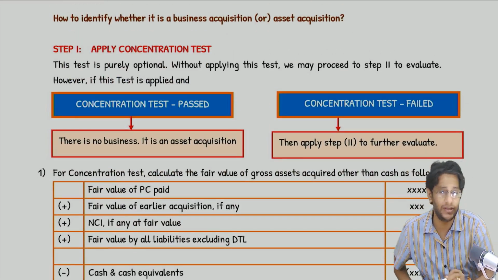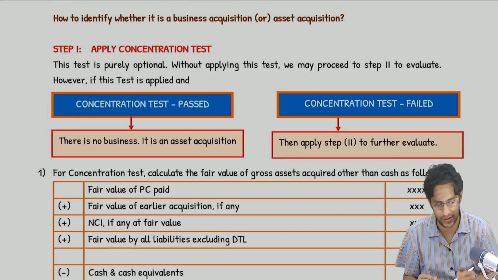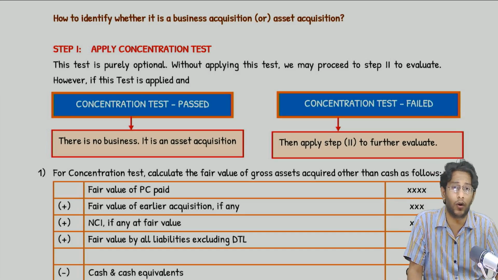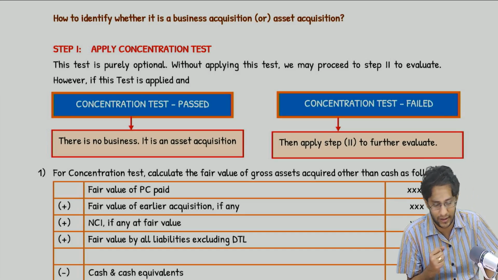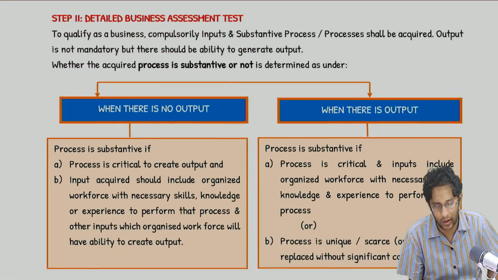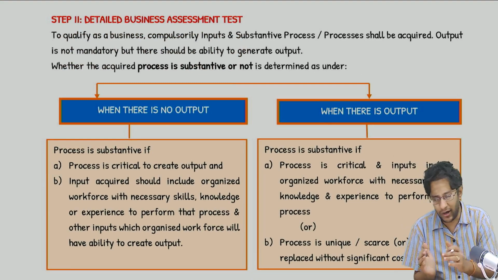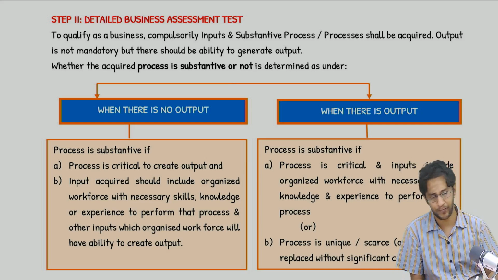Now, whatever we have acquired, is it satisfying the definition of business or not? For that, the standard has given some guidance. The guidance is given in two steps. Step number one, you will do something called a concentration test. Step number one is an optional test. This is not a mandatory test. Step number two is called a detailed business assessment test. First, we will understand the detailed business assessment test and then we will come to the concentration test.